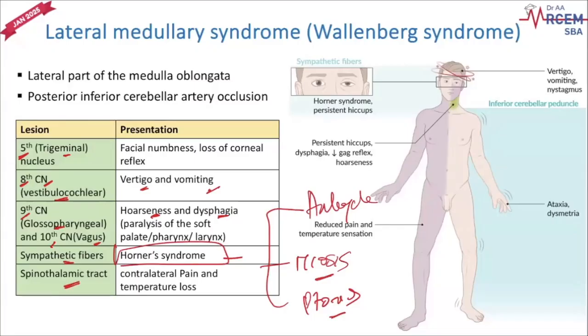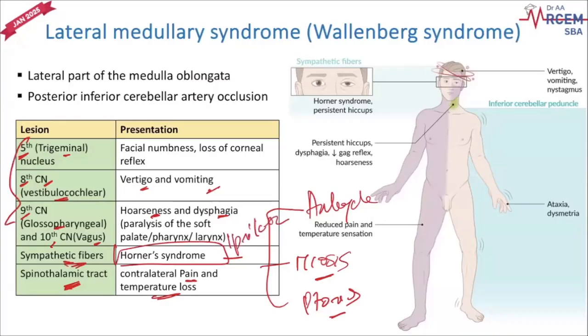Spinothalamic tract is involved. There it was the dorsal column in the medial medullary syndrome. Here it is the spinothalamic tract. Spinothalamic tract carries pain and temperature. So there is contralateral loss of pain and temperature. Horner syndrome, remember, is ipsilateral, same side.